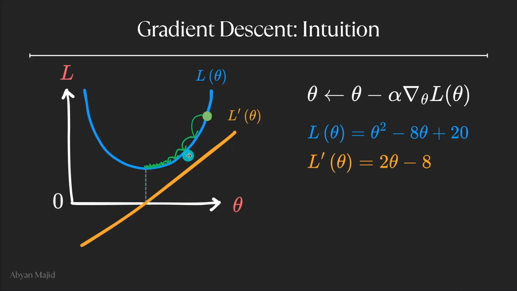And one last thing I'd like to point out is that as you move closer towards the minimum point, your jumps become smaller and smaller, as you can see over here. And that's because the gradient is becoming smaller as you move towards the minimum point.